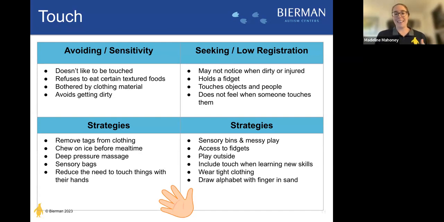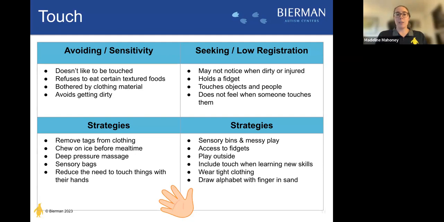And then on the opposite end, there's seeking and low registration. So these kiddos are wanting a lot of touch, a lot of input this way. This could present as not noticing when they're dirty or injured, holding a fidget, so playing with items in their hands, or wanting to touch different objects and people. I see this a lot in my clinic. There are kids being pushed in one of the little wheel cars, and they're constantly touching the different things on the walls. We have a lot of fun things on the walls for kids to touch. So these kids are sensory seeking and wanting that touch.